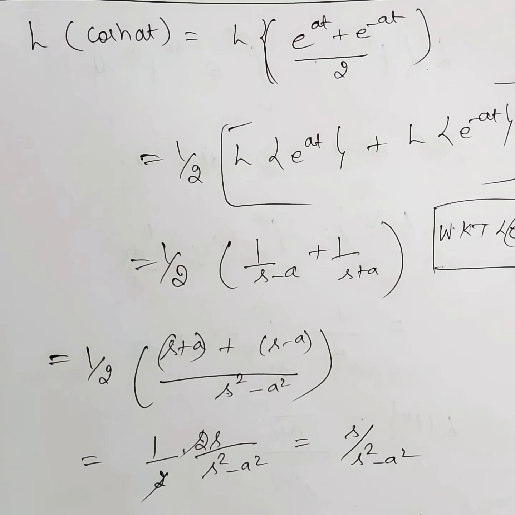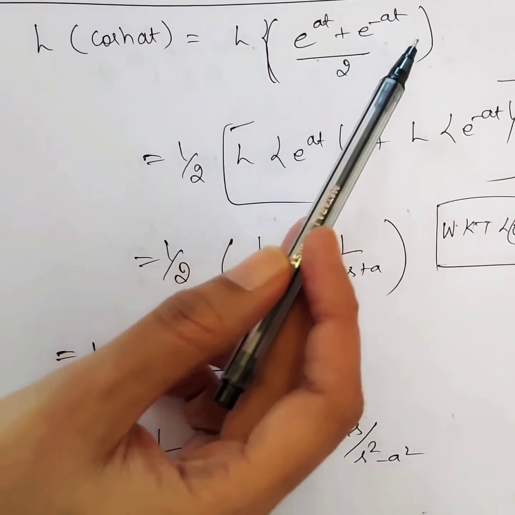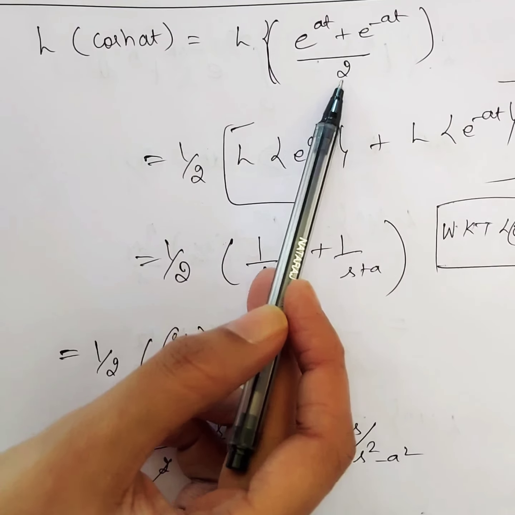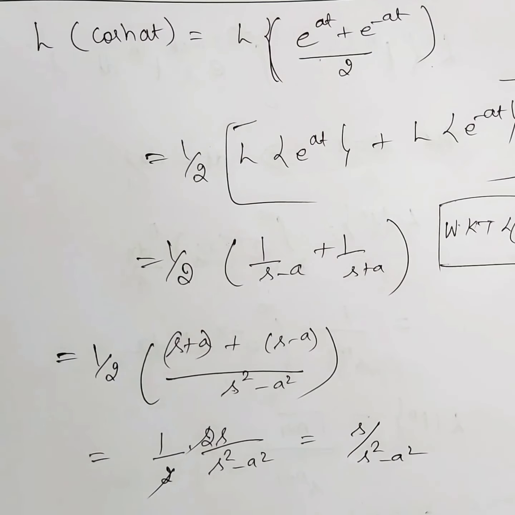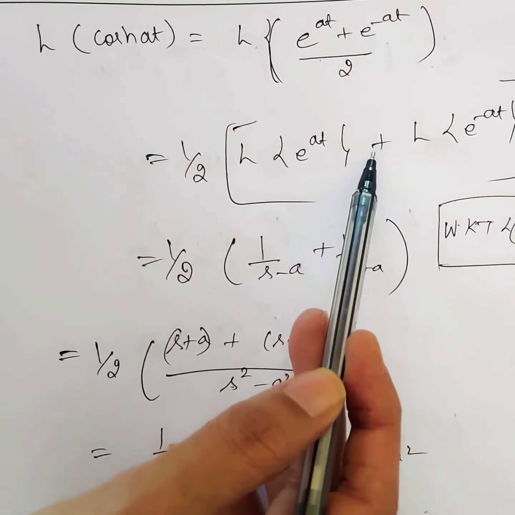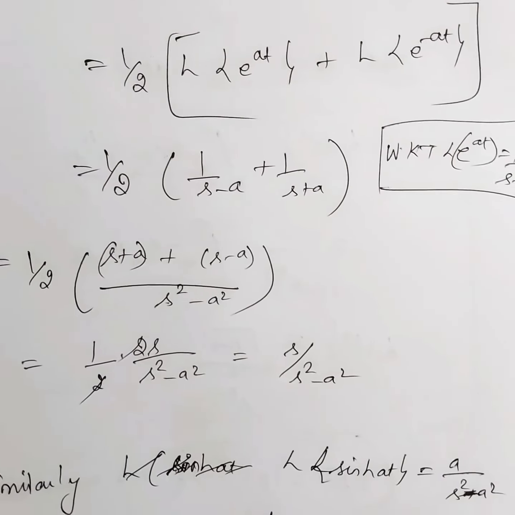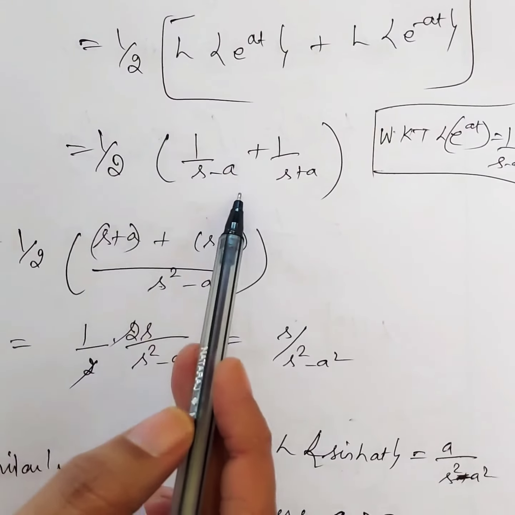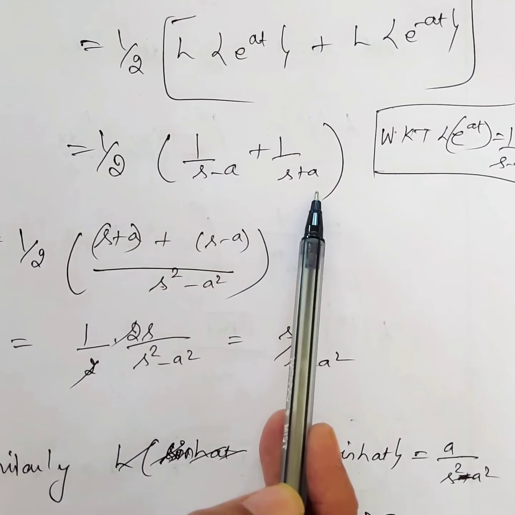Now let's see this Laplace of cos h at. It's a hyperbolic function, right? So we are going to write the equivalent formula in exponential. So it is Laplace of e power at plus e power minus at by 2. Just now we got what is Laplace of e power at. Taking 1 by 2 common, we get Laplace of e power at plus Laplace of e power minus at. What is Laplace of e power at? Just now we have derived 1 by s minus a. Laplace of e power minus at is 1 by s plus a.